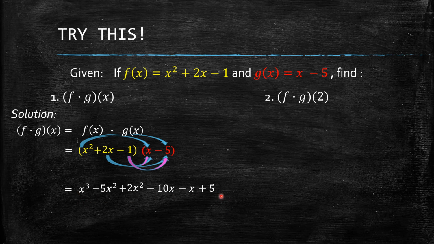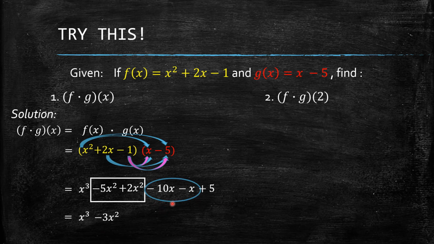So for this part, we will combine similar terms. So x cubed will be brought down since it has no similar terms. These two are similar, so negative 5x squared plus 2x squared. So we will just subtract because they have different signs. The answer is negative 3x squared.